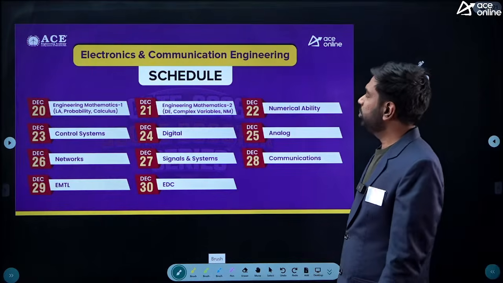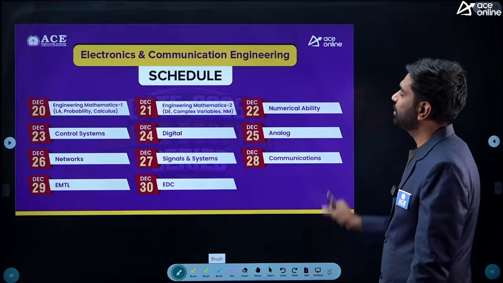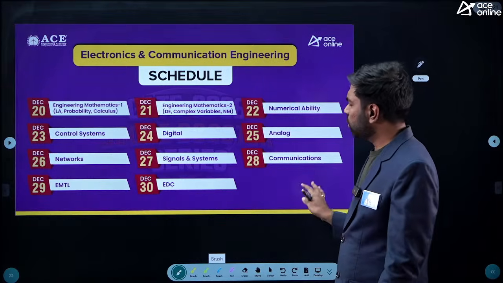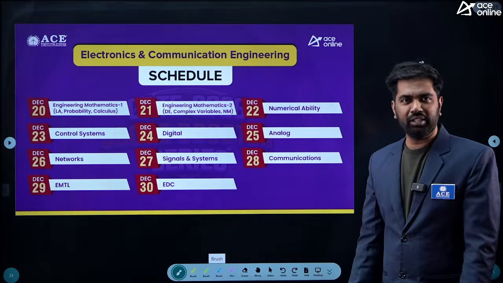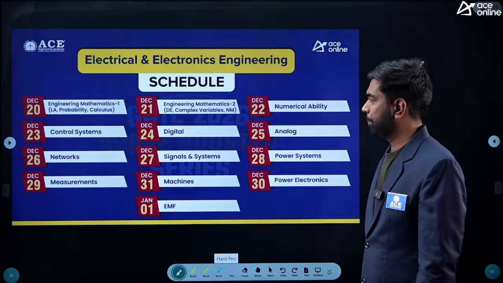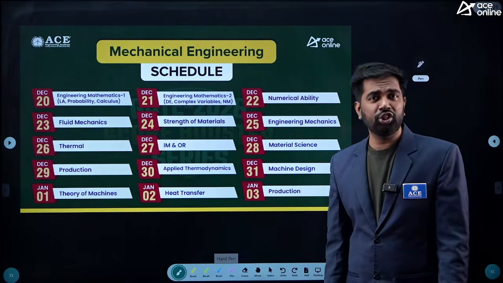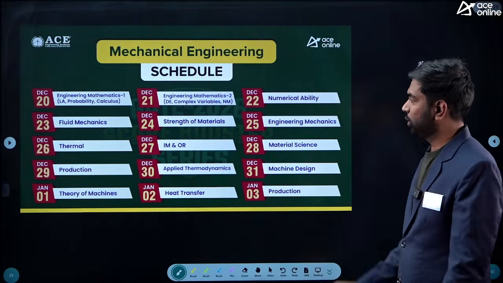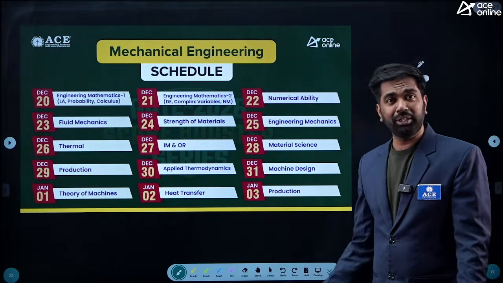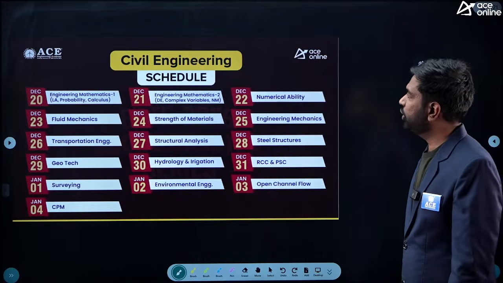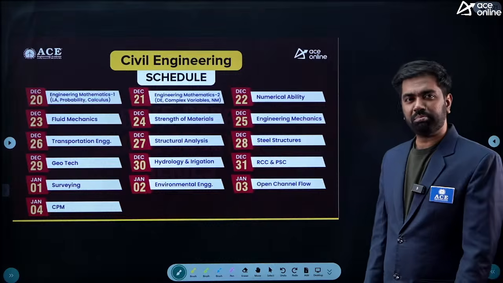For electronics and communication, the schedule is like this. Again, you can see all the core subjects are also included here. Next, the electrical engineering schedule is here, followed by the mechanical engineering and the civil engineering schedules. You can go through it. Once the live completes, you can go to the schedule, and this is the civil engineering schedule.